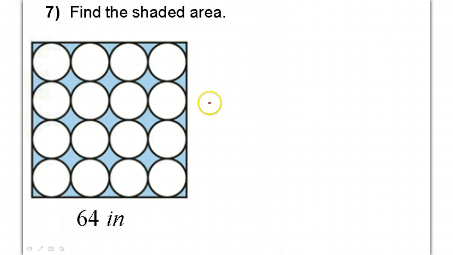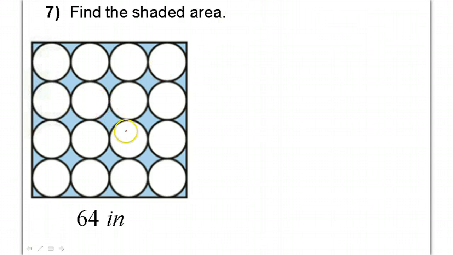Okay, it's time for number 7. Let's see, if we're going to find the shaded area. This is one of those shape inside of a shape problems. Whenever you have a shape inside of a shape, the first thing you need to do is come up with your strategy. And it's usually going to be something minus something.